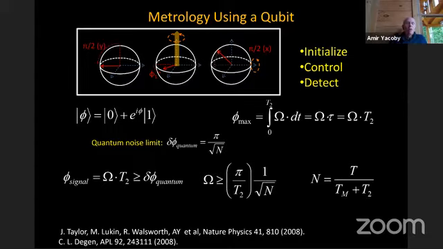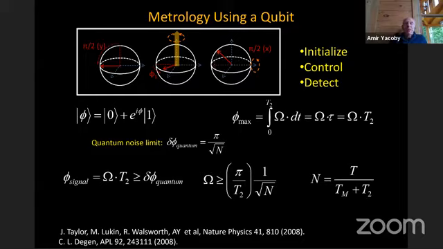So the way you do it is you'd initialize the spin along the North Pole, that's the 0 state, and then we'll use our control technique, some microwave at the correct frequency to tilt the spin into the equator. So we've created this state of 0 plus 1, and now we let the state evolve for some time in an unknown external magnetic field.